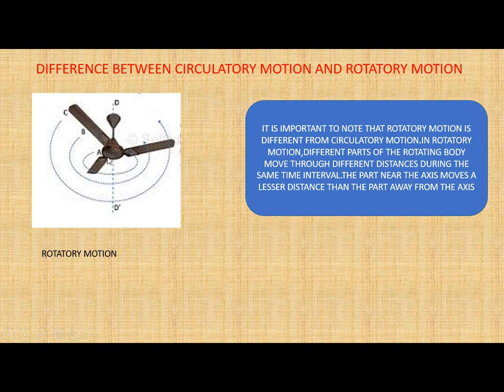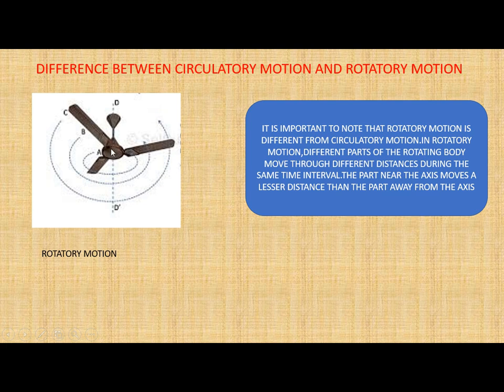This is moving less from its axis. Then if you see this point B, this is moving more as compared to A. And this C is moving at a larger distance as compared to B and A. So different parts of the moving body have different distances from the axis during the same time interval. So here we have an important point. The part near the axis moves a lesser distance than the part away from the axis.